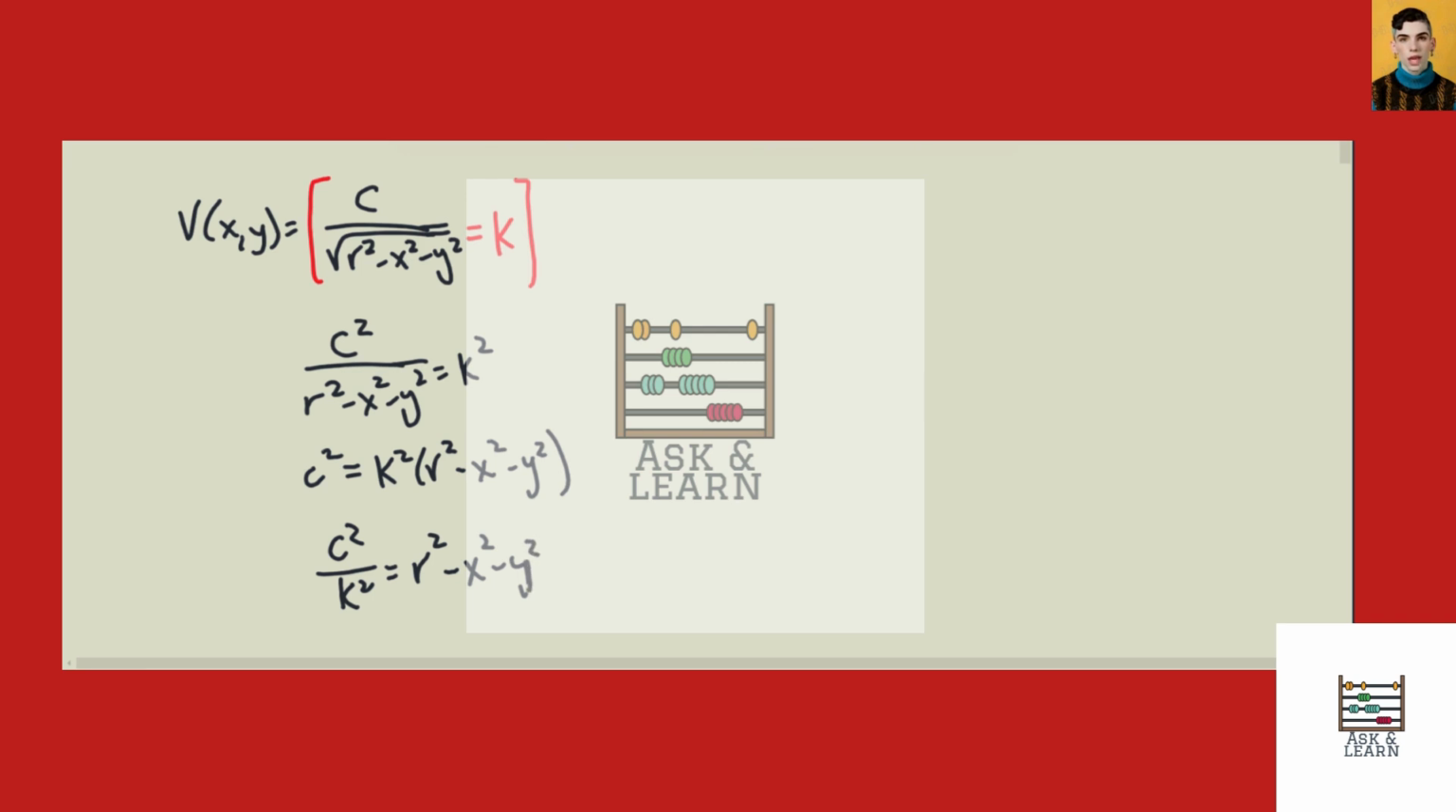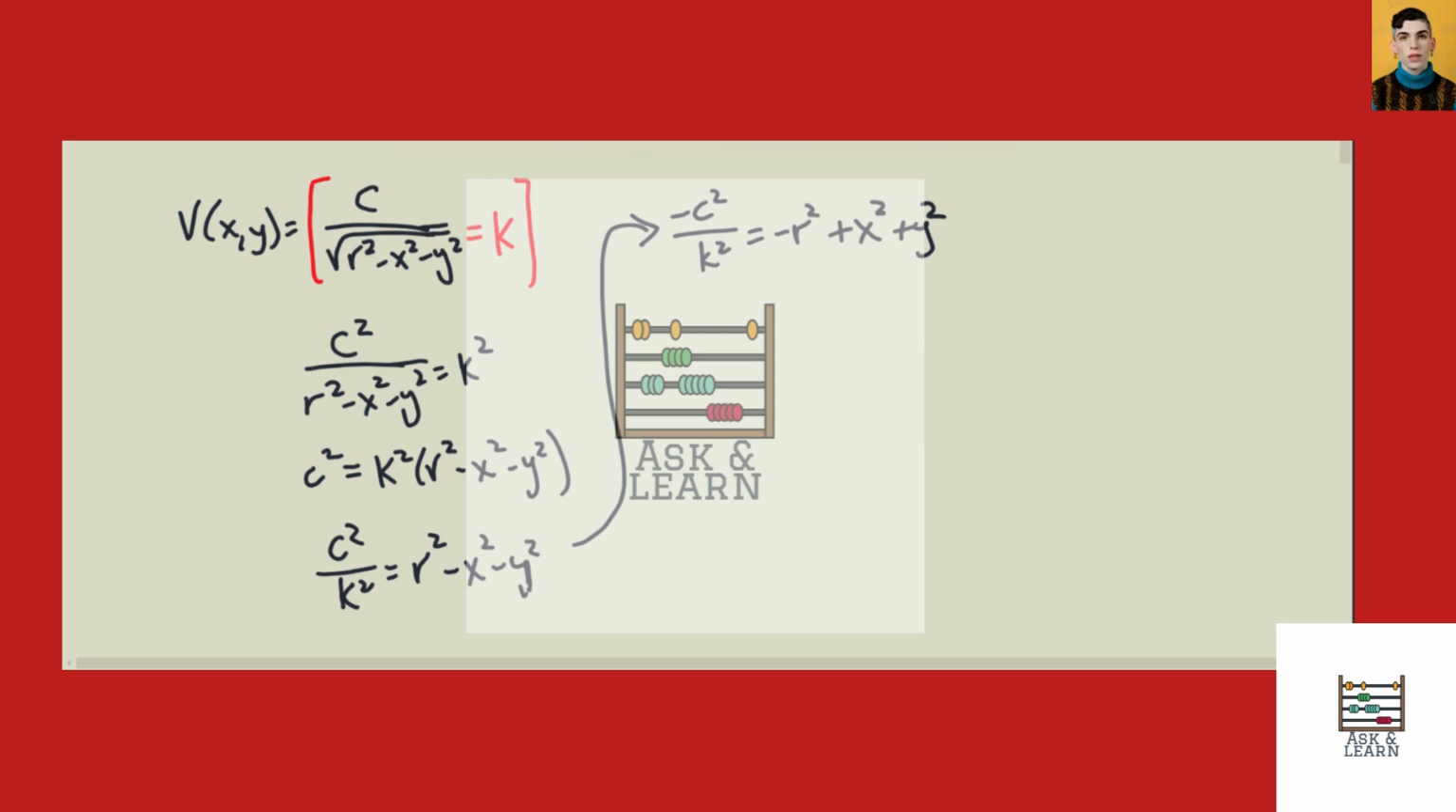Now, since both x and y are negative, I like it when they're positive, at least one of them to be positive. So I'm going to multiply everything by -1. I want to have my x and y positive. And again, partly that's just me, but for me, I find it easier to see what's going on if I make them positive, if at all possible. So that gives me -c squared over k squared equals -r squared plus x squared plus y squared.